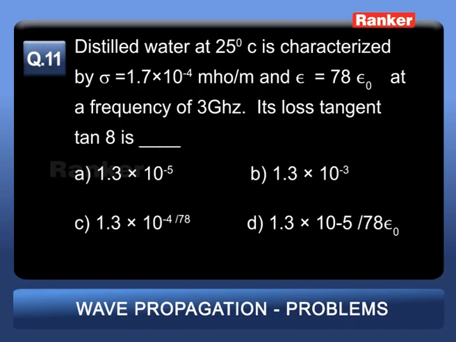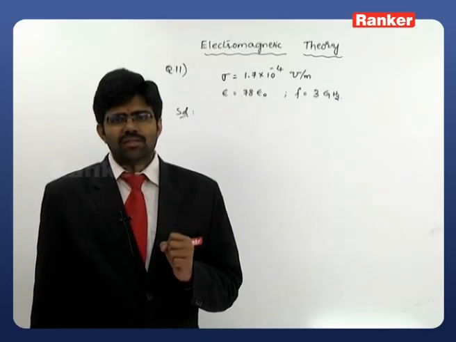Distilled water at 25 degrees centigrade is characterized by sigma equals 1.7 into 10 power minus 4 mho per meter and epsilon equals 78 epsilon naught at a frequency of 3 gigahertz. Its loss tangent tan delta is, the options are given like this. Option A 1.3 into 10 power minus 5, option B 1.3 into 10 power minus 3, option C 1.3 into 10 power minus 4 divided by 78, and option D is 1.3 into 10 power minus 5 divided by 78 epsilon naught. Here, for distilled water, he asked the loss tangent.